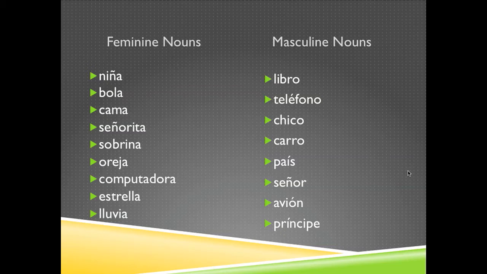With the feminine nouns, what endings do you see that all the words have alike? Well, they all end with an A. And what about the masculine ones? Well, they end with an O mostly, and there's also some consonants and even other vowels like an E, which isn't the vowel A.